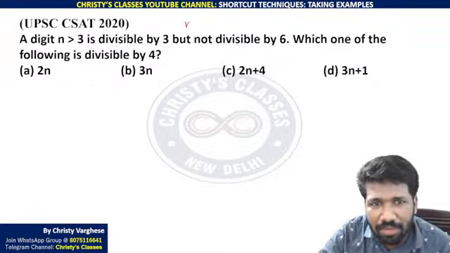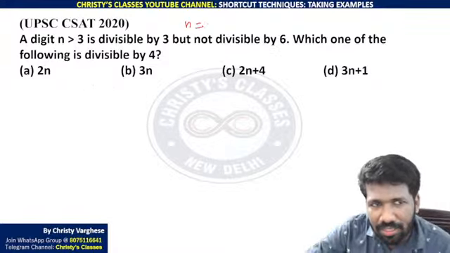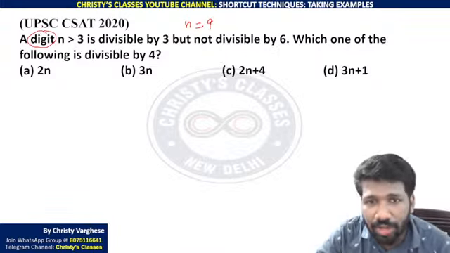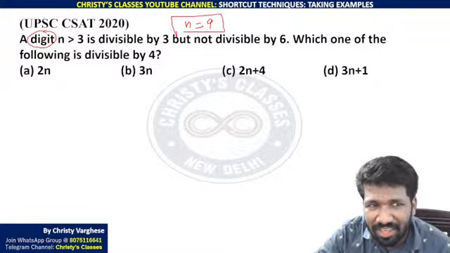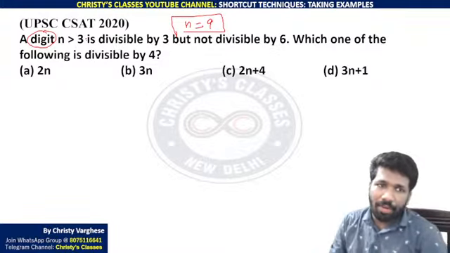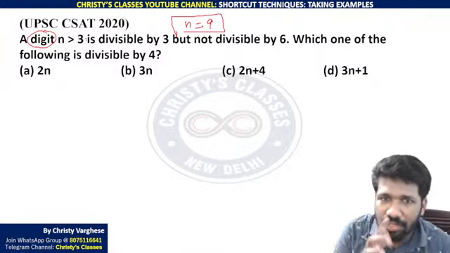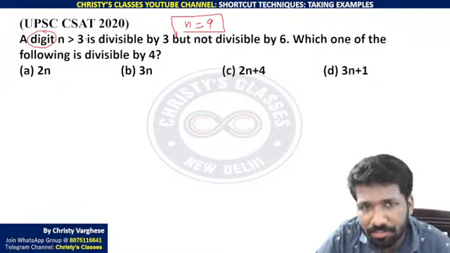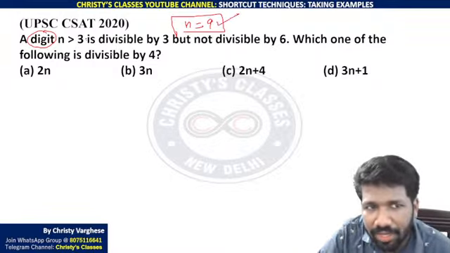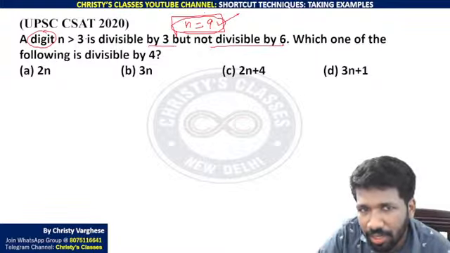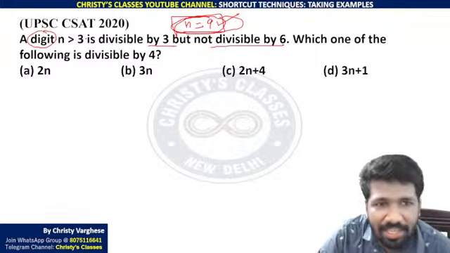You took an example for n, but the question says digit. If the question says number, there can be infinitely many examples, but here digit is mentioned. Digits are 0, 1, 2, 3, 4, 5, 6, 7, 8, 9 in the decimal number system. So 9 is the only possibility. 9 is divisible by 3 but not divisible by 6. That is satisfied. So with respect to 9, you can check each option.